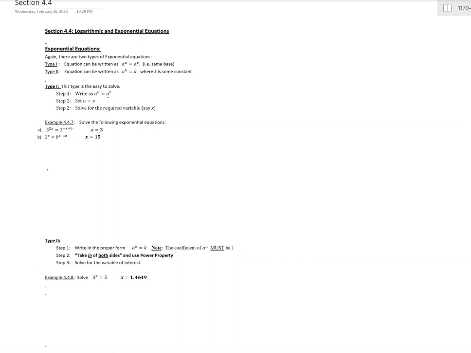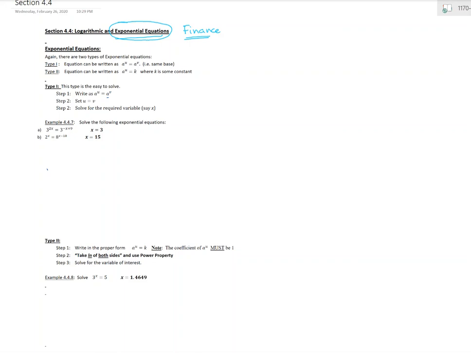So we're going to start with the last section in this chapter, and this is section 4.4 on exponential equations. These are very important equations to be solved in financial applications. So in finance, you will see quite a bit of exponential equations.